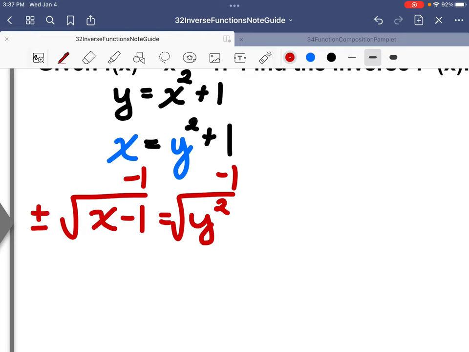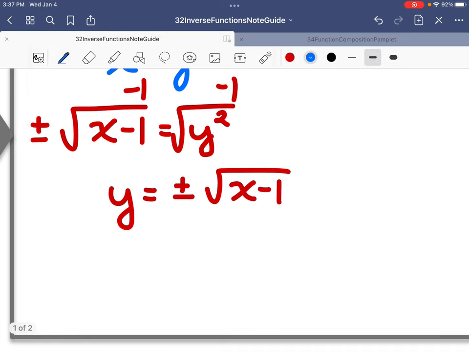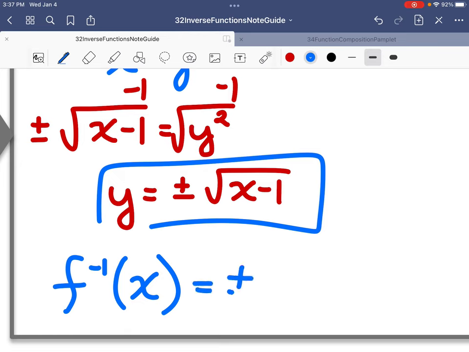Now, when you take the square root of both sides, you get plus or minus. And your result is y equals. That's because we're trying to solve it for y. So it's y equals plus or minus the square root of x minus 1. What is that? Well, it's the inverse. It's the inverse of what I started with.